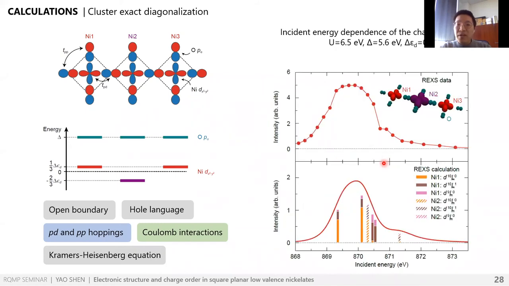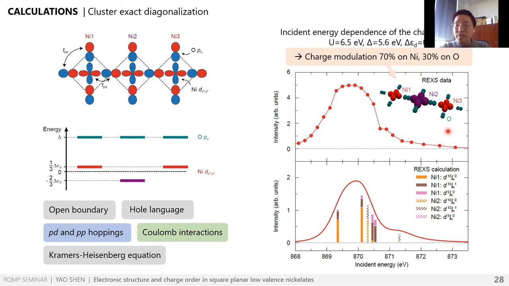And here are the final calculation results. The upper panel is the data, and the lower panel is the calculation result, and you can see they are quite consistent. The vertical bars are the contributions from different states to the intermediate states, showing how the different states interfere with each other to give the complex profile here. And the inset gives the hole occupation of the different sites. It turns out that around 70% of the charge modulation happens on the nickel sites, and the remaining 30% sits on the oxygen sites.